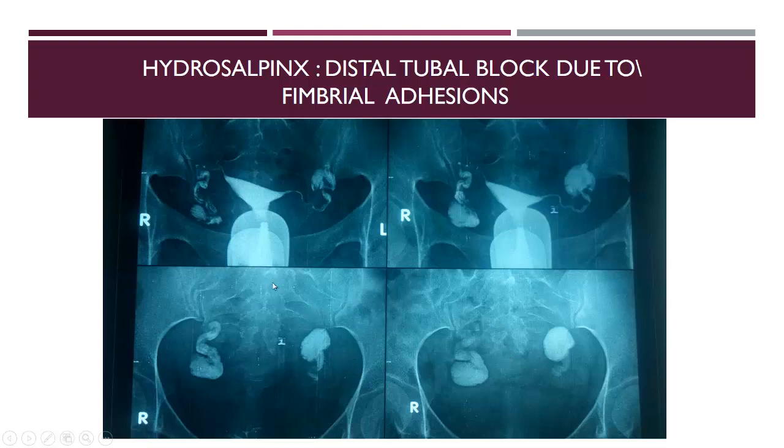Another case. Here is the fallopian tube, but it starts to dilate, and persistent contrast is seen in the delayed film. So this is hydrosalpinx, bilateral hydrosalpinx. There is no spill at all, so they are blocked tubes. Distal tubal block due to fimbrial adhesions.